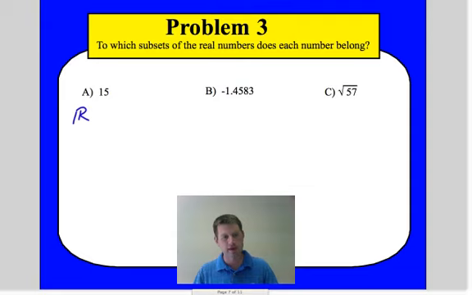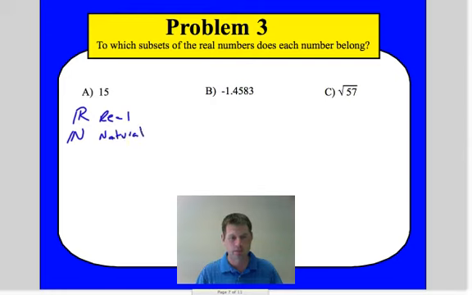As we look at this list, we want to ask, what other sets does 15 belong to? Let's start on the inside. Is it natural? Is it a counting number? Yeah, you would count to 15. So we could say natural or counting. Again, a symbol you might see is a little N with another line. We write natural. You can write the word as well. Real, natural. Is it an integer?